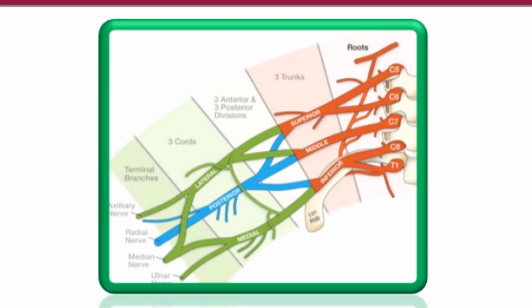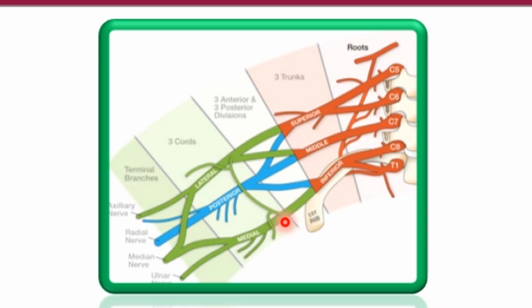Now, the 2 anterior divisions of the upper trunks: this is for the superior trunk, this is the anterior division here, and this is the middle trunk, this is also the anterior division. Both will fuse to form the lateral cord. Now, there remains only one anterior division, and that is the anterior division from the inferior trunk. This anterior division will continue on its own and will form the medial cord.